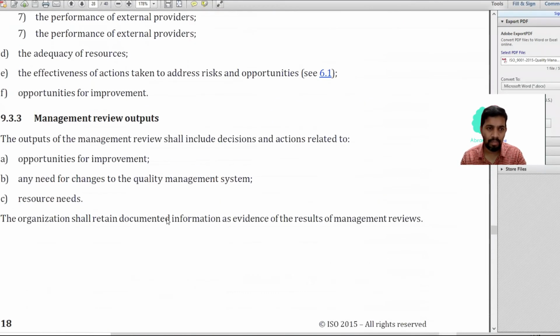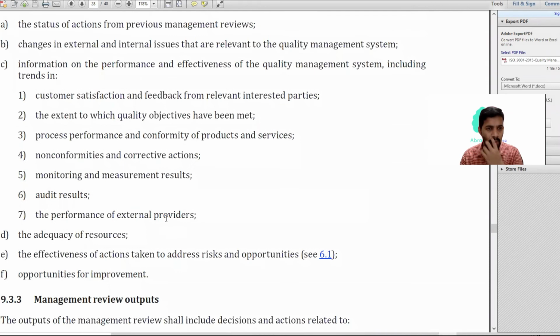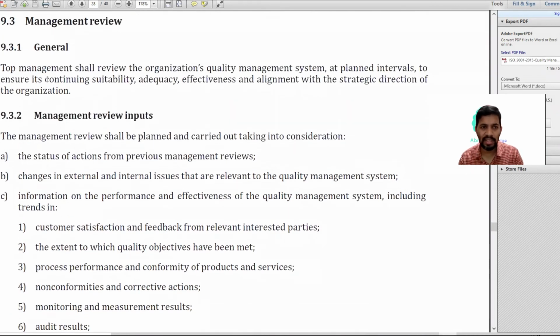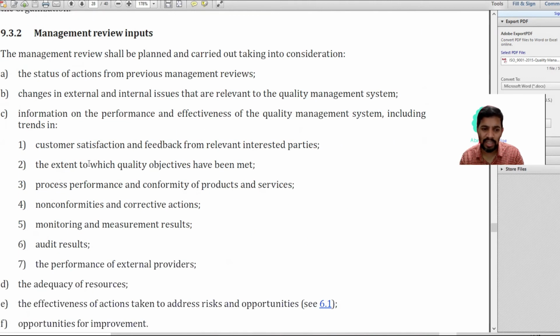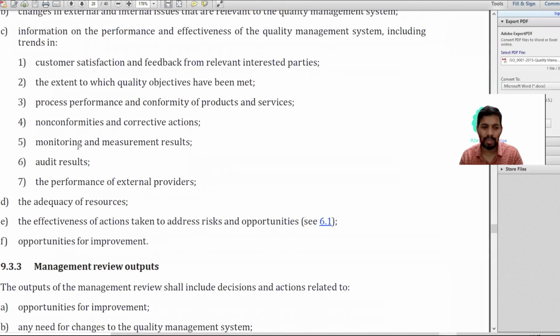In this case, first it says the top management shall review the organization's quality management system at planned intervals. The organization can define that, and they have defined half yearly. That's fine. To ensure its continuing suitability, adequacy, effectiveness and alignment with the strategic direction of the organization, the management review shall be planned and carried out. The agenda is being given.